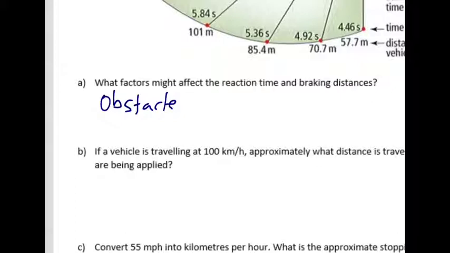Depending on who you are, you might accelerate if you saw a cat. No! I didn't say that. So mean. Okay, so the obstacle, what else can affect how long it takes you to react? Okay, your speed, sure. What else?